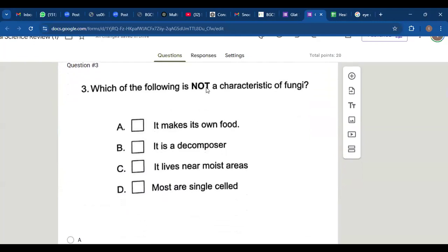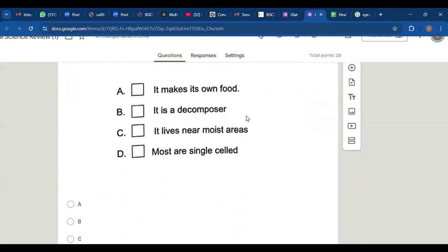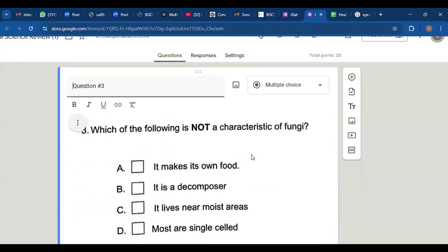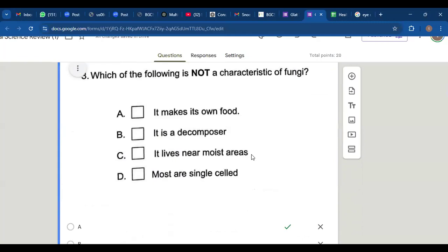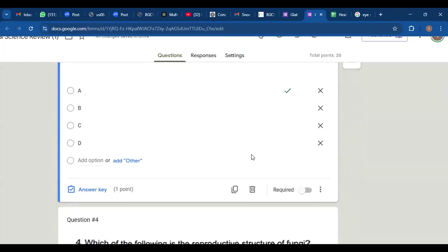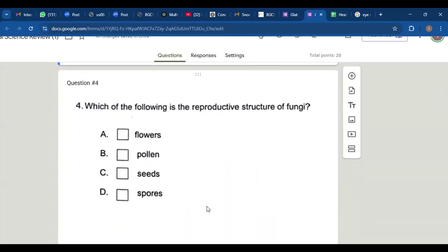Not a characteristic of fungi. A. Fungi does not make their own food because fungi is not a producer. Yes, it can produce food. They're like plants.